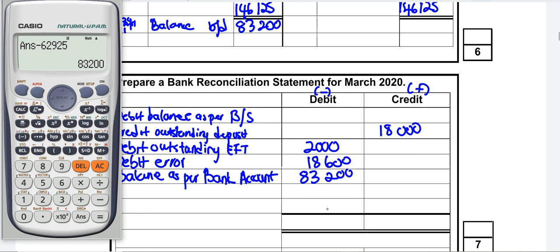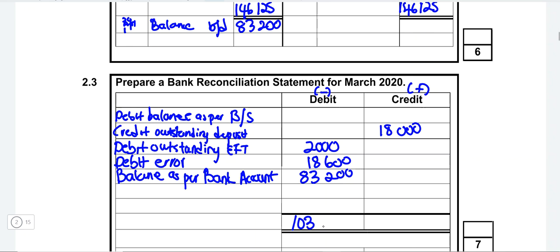So let's check the debit side is the biggest, so we'll say 2,000 plus 18,600, and then also plus 83,200, and then the answer that we are getting is 103,800. So that 103,800, we'll write it on both sides, 103,800. And then what we do now, we look for the balancing figure. If you check this answer here, it can be a debit or a credit balance. So unfortunately, it's a balancing figure, it won't be always debit, sometimes it will be credit.